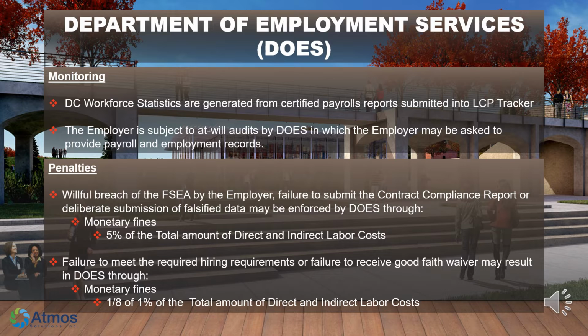Please note that DOES can perform audits at any time where the subcontractor may be asked to provide payroll and employment records. If a subcontractor were to breach the requirements of a First Source Employment Agreement, they may be met with monetary fines up to 5% of the total amount of direct and indirect labor costs. Additionally, failure to meet the required hiring requirements or failure to receive good faith waiver may also result in monetary fines of 1/8 of 1% of the total amount of direct and indirect labor costs.